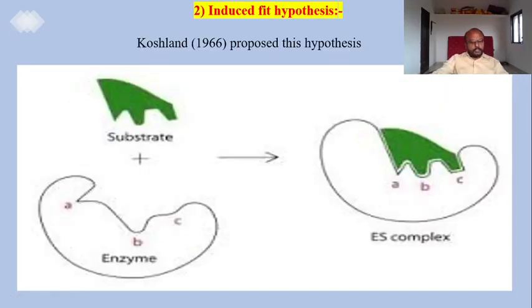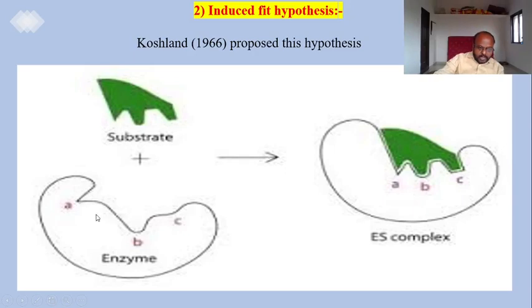The second one is the induced fit hypothesis. The induced fit hypothesis was proposed by the scientist Koshland in 1966. This theory explains the enzyme action on the substrate. According to this theory, the substrate induces conformational changes in the enzyme, and the main character of this theory is the flexibility of the active site of the enzyme.